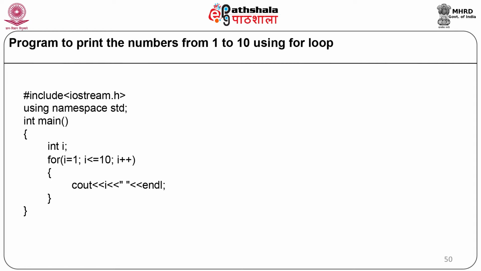After this, the i value will be incremented, which will become 2. Now the condition will be tested, 2 is less than or equal to 10, the statement will be executed, cout, the value that will be displayed on a new line will be 2, and so on. Then the increment will take place, the condition will be tested and the statement will be executed. At the last, whenever the i value becomes 10, the condition is true, so the last value that will be printed will be 10.